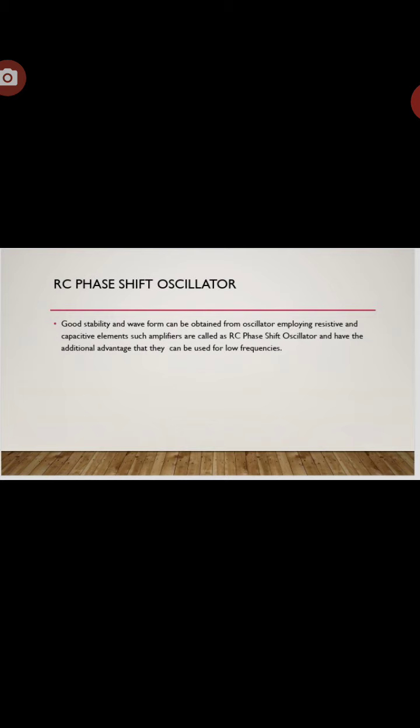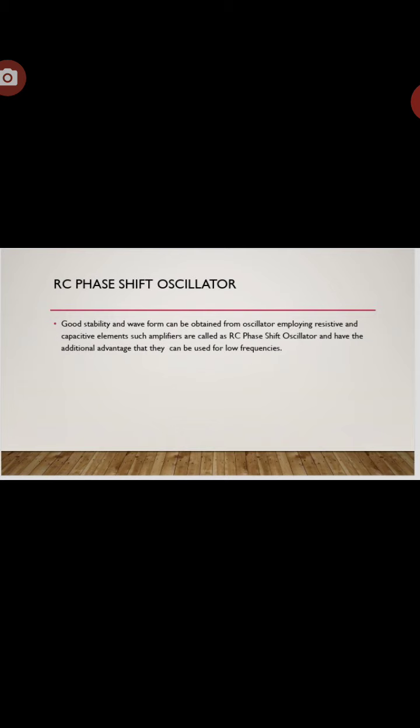Now let us consider the oscillator. An oscillator is a circuit which converts DC energy into AC energy at a very high frequency. This is the definition of the oscillator. Another definition of the oscillator is that it is an electronic source of alternating current or voltage having sine, square or sawtooth shapes. This is about the oscillator. Now I am going to the main concept, that is the RC phase shift oscillator.